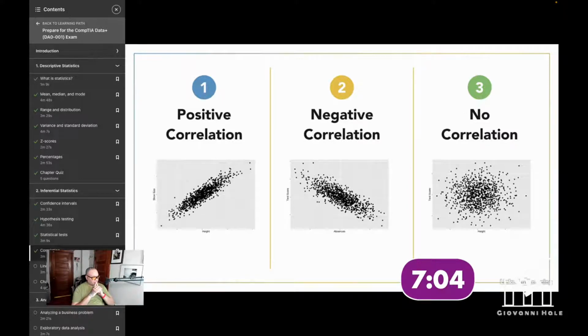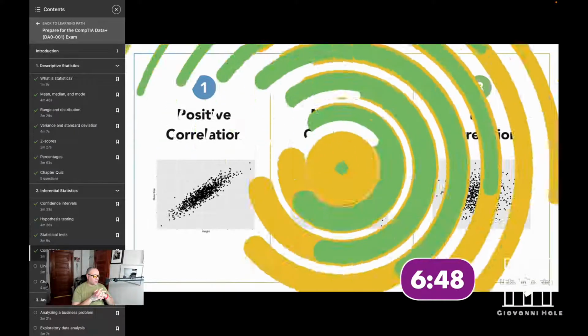Take a moment to look at each of these graphs that you see here. The shapes of these graphs show the different types of correlations. When you see a line going upward, that's a positive correlation. And when you see a line going downward, that's a negative correlation. When you see no trend, there's probably no correlation.